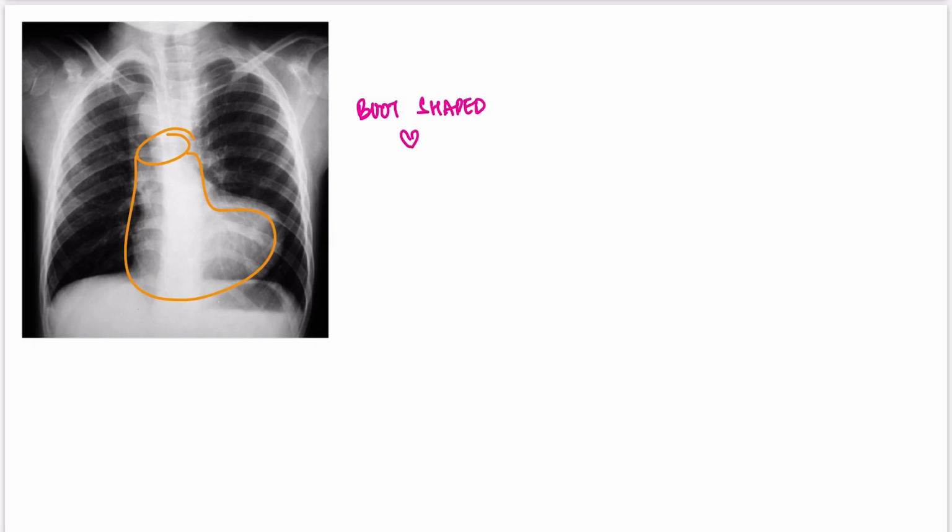And where do we appreciate this boot-shaped heart? We appreciate this in tetralogy of Fallot, which is the most common cyanotic congenital heart disease that we encounter in pediatric population. The name itself has tetralogy, so it has four things. Firstly, there is right ventricular hypertrophy, there is pulmonary stenosis, there is ventricular septal defect and overriding aorta.